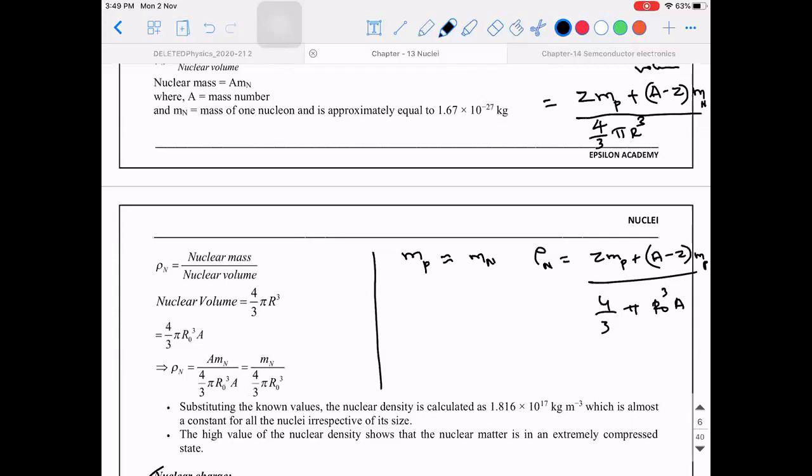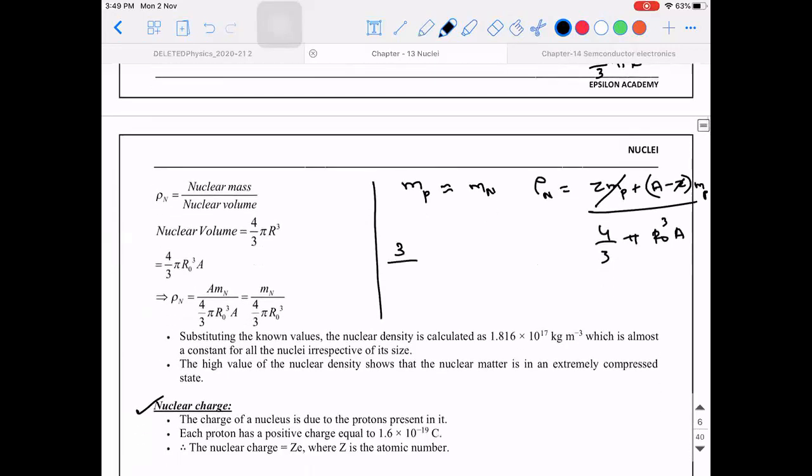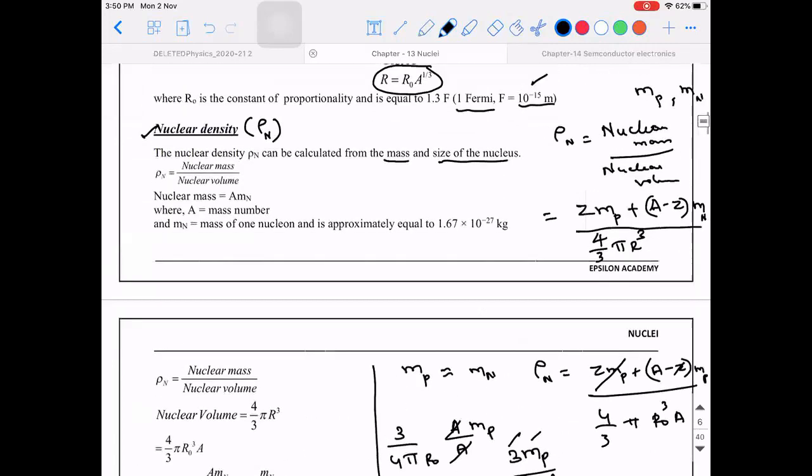Right? So what will happen is z times mp and z will get cancelled. So you will have 3 by 4 pi r naught cube into a divided by a times mp. This and this will get cancelled. So you will have 3 times the mass of proton divided by 4 pi r naught cube. So this is the density of the nucleus. An important point to be noted from here is 3 times the mass of proton. So 3 and the mass of proton both are constant, divided by 4 pi is a constant, and r naught is also constant, which is 1.3 Fermi.